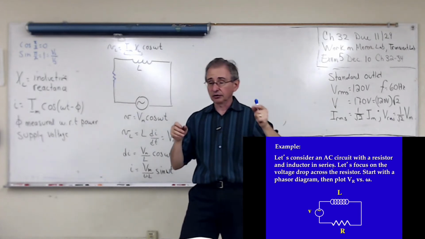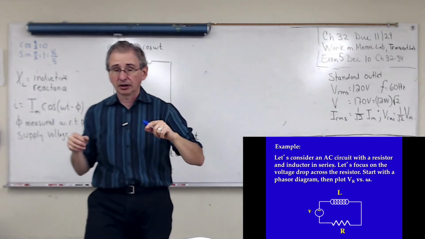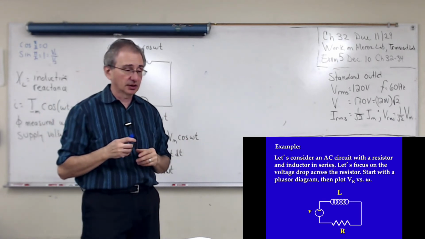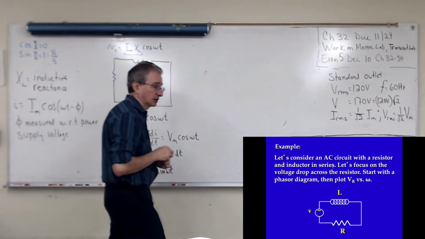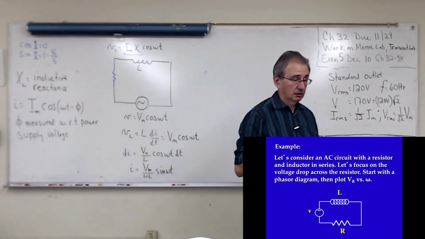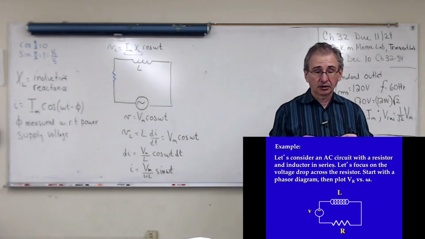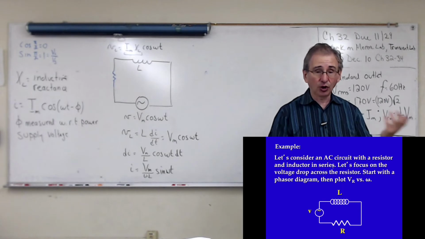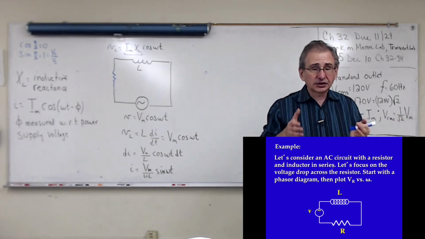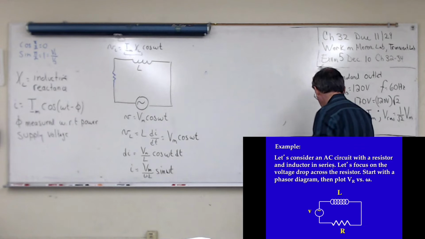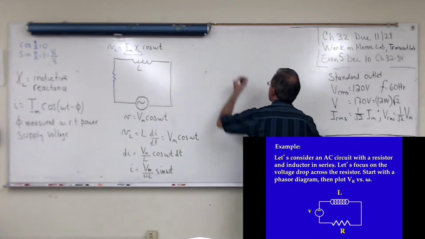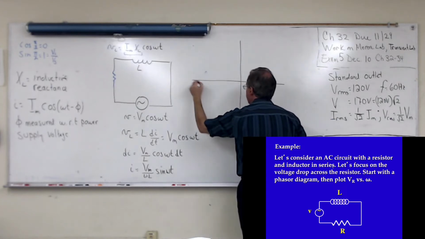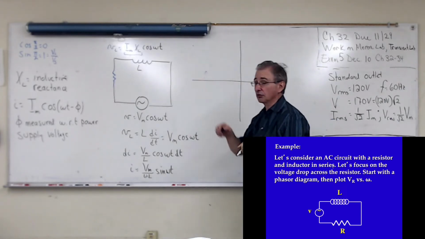We know that the voltage across the inductor is ahead of the current through the inductor by 90 degrees. I know that the current through the resistor and the voltage across the resistor are in phase. We showed that. So this is what I'm going to do. I'm going to draw a phasor diagram for the system. They're in series, so they're both going to have the same current through them, right?